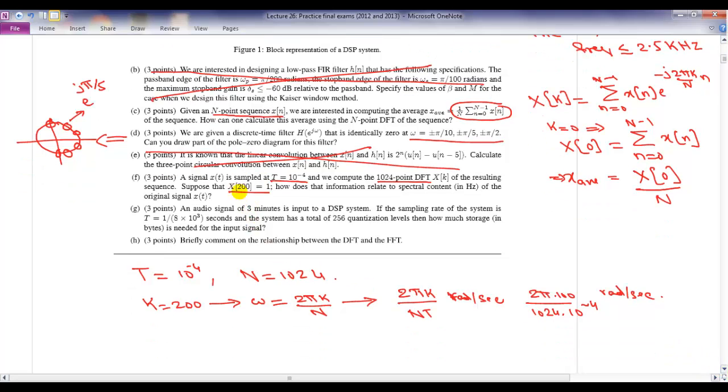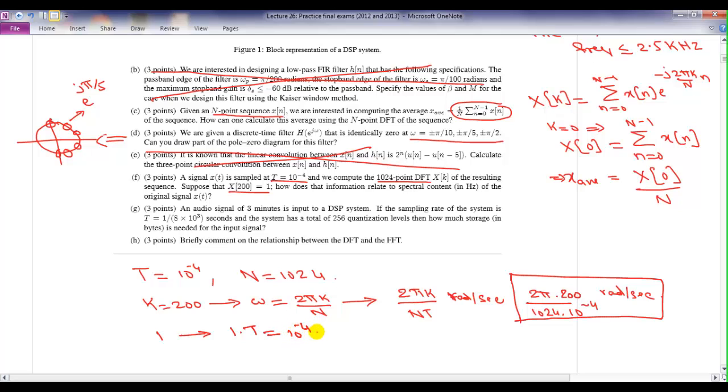And then we have to do the scaling of the magnitude. What's the relationship of the DFT magnitude, or the discrete time magnitude, to the continuous time magnitude? So this is the frequency that you are looking at in the continuous world, and the magnitude of 1 gets transformed to 1 times T, which is 10 to the minus 4. So that's the relationship, just looking at spectral analysis.